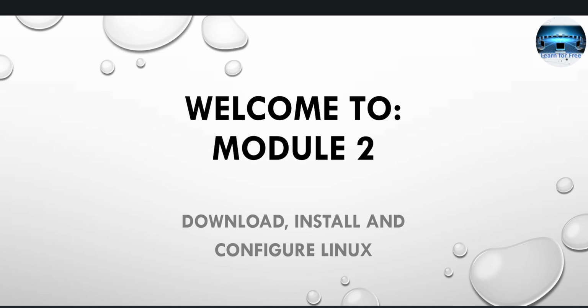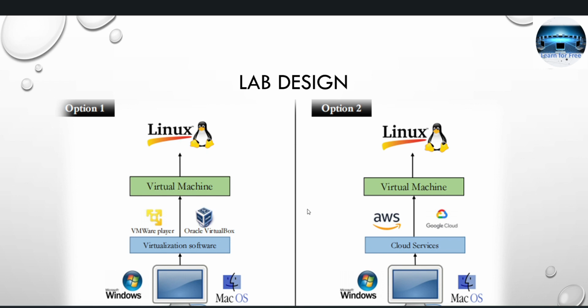So first off, I would like to teach you the theoretical session. Then we will go into the practical session. There are two options to install the Linux operating system. The first one is to install it on VirtualBox, and the other one is using a cloud platform like AWS or Google Cloud. You can use either Google Cloud or AWS. But I'm going to teach you the VirtualBox concept in this video.